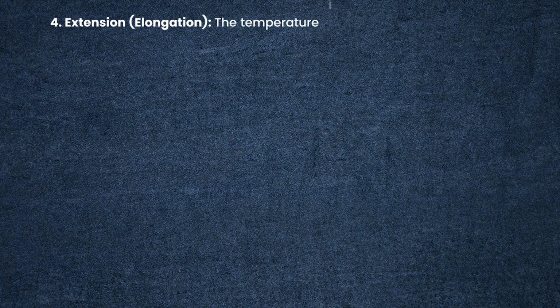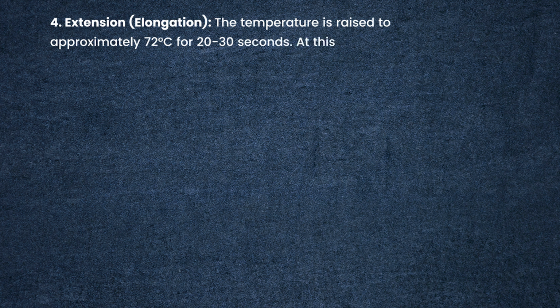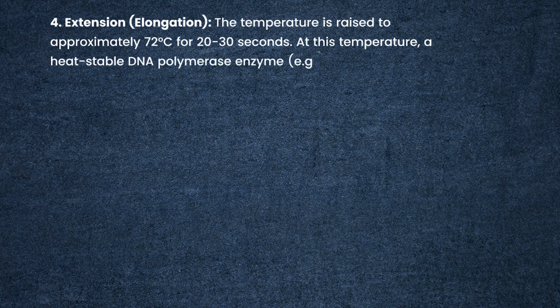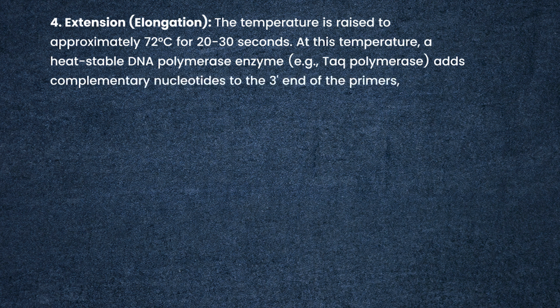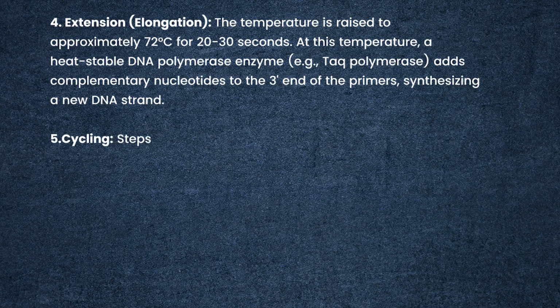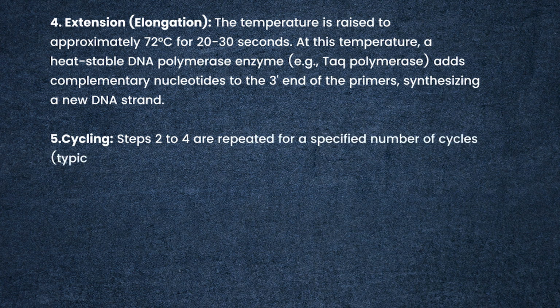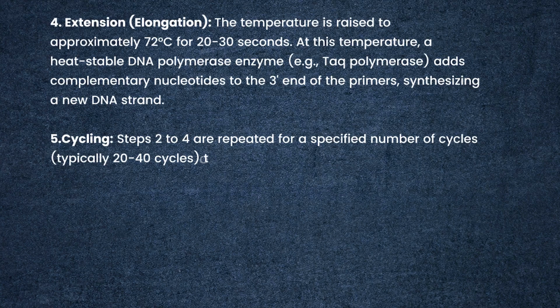Here the temperature is raised to approximately 72 degrees centigrade for 20 to 30 seconds. At this temperature, a heat stable DNA polymerase enzyme, namely Taq polymerase, adds complementary nucleotides to the 3' end of the primers, synthesizing a new DNA strand, followed by the next step, that is cycling. Steps 2 to 4 are repeated for a specified number of cycles, typically 20 to 40 cycles depending on the amount of DNA required for the experiment, to exponentially amplify the target DNA region.